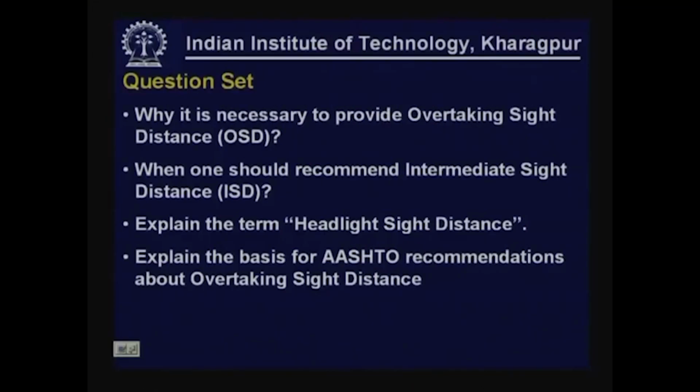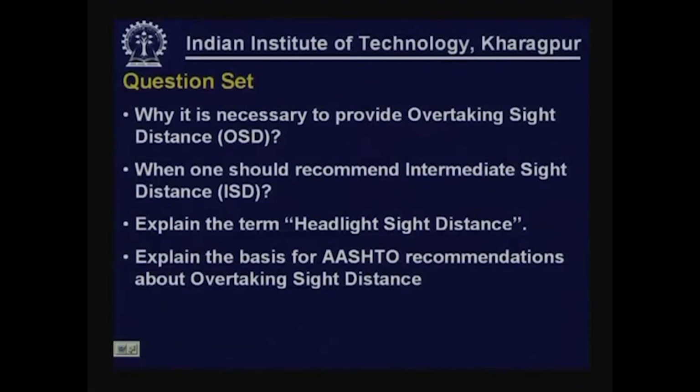Number 3, explain the term headlight sight distance. Number 4, explain the basis for AASHTO recommendations about overtaking sight distance, how the design values are calculated in AASHTO recommendations, what is the basis for that? Discuss the same.